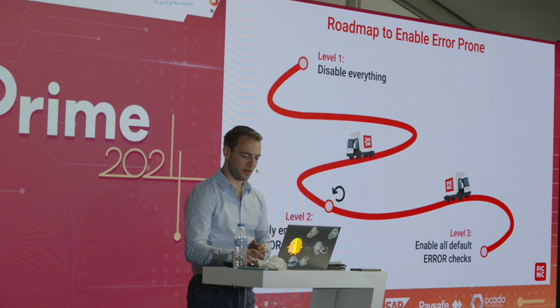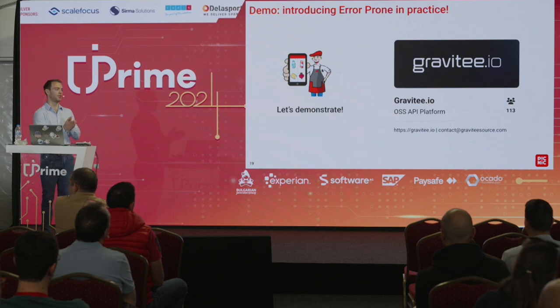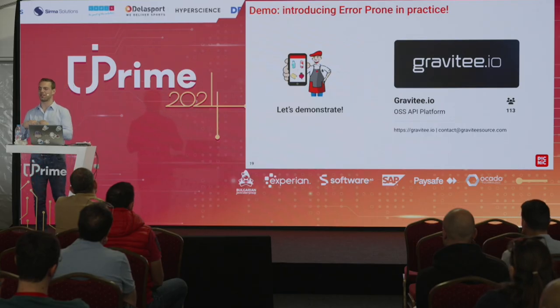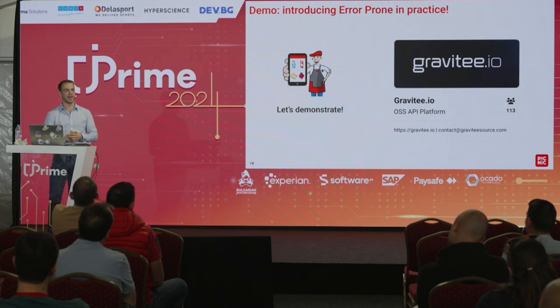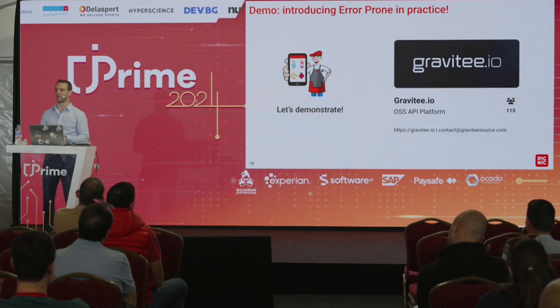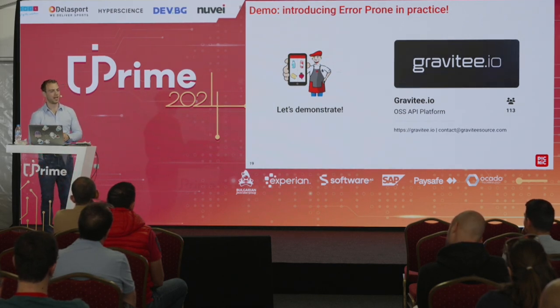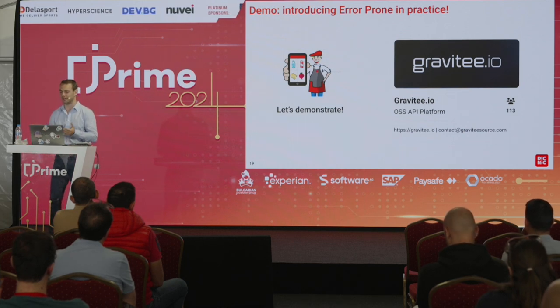So then the question is, how does that look if you enable one specific bug pattern? Well, I wanted to show you this. So what I did, I went on GitHub and I looked for a bit of an old open source project that I could find some nice improvements for. Well, then I found one from Gravity. And this was a code base that could really use some Error Prone, because there were quite some things that had to be fixed. For example, there were over 500 unused imports that you can simply get rid of with a formatter.